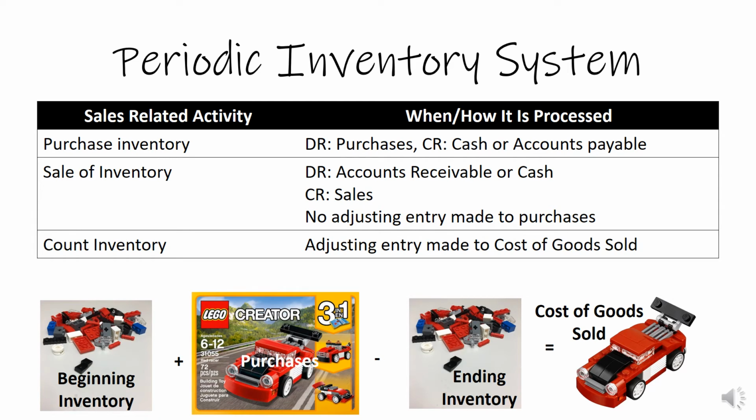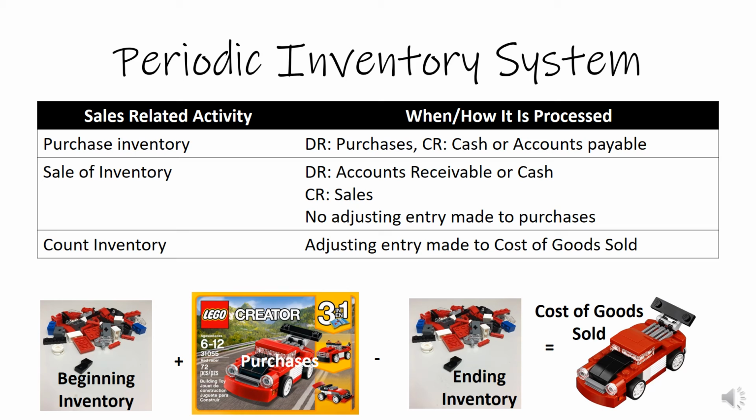Now let's look at the periodic inventory system, which is used in the written accounting simulation. In a periodic inventory system, we record all purchases of inventory to a debit account for purchases and credit cash or accounts payable. When we sell inventory, we record a debit to accounts receivable or cash to reflect the asset coming into our organization, and we credit sales. We do not make an adjusting entry to purchases until a specified point in time.